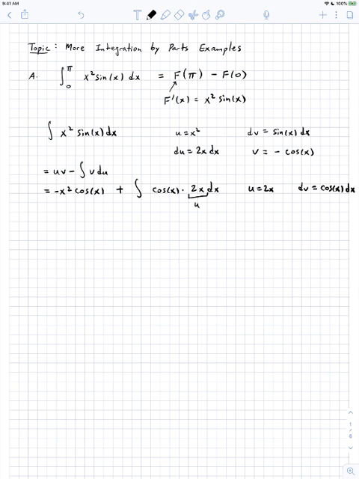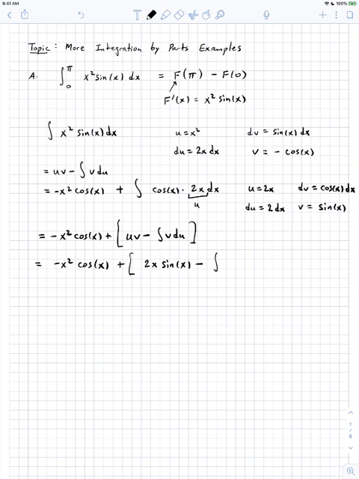So if u is 2x, then du is 2 dx. And v is an antiderivative for cosine, which is sine of x. So now we plug all that back into our integral. So we're going to have minus x squared cosine of x plus, and now it's going to be uv minus the integral of v du. So you just plug in everything. So it's minus x squared cosine of x plus u is 2x times v is sine of x minus the integral of v, sine x, times 2 dx.